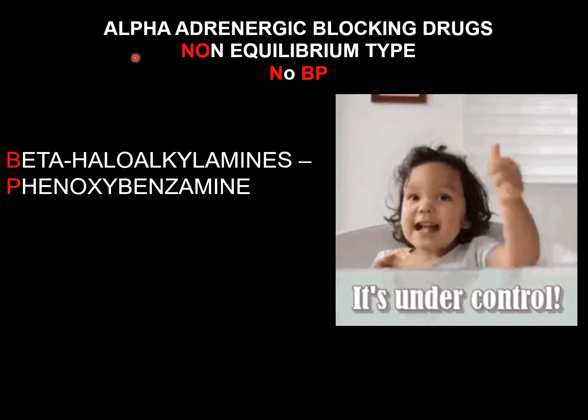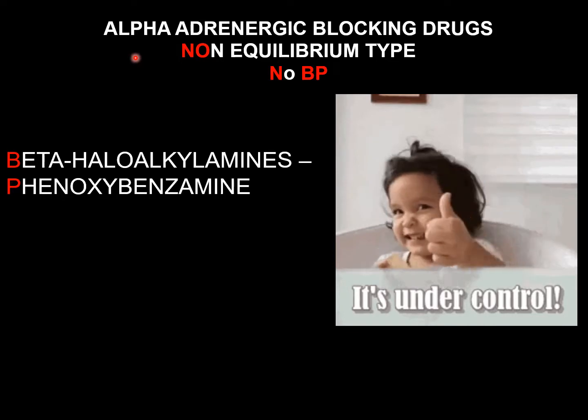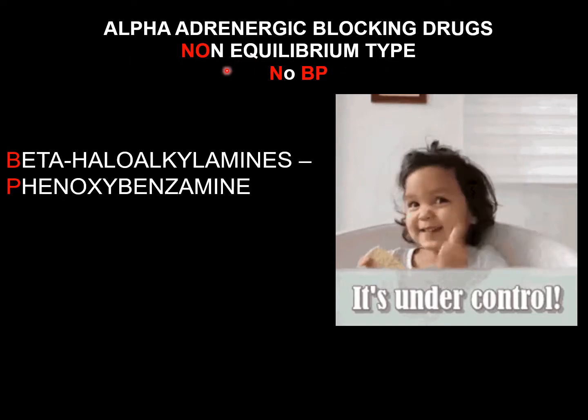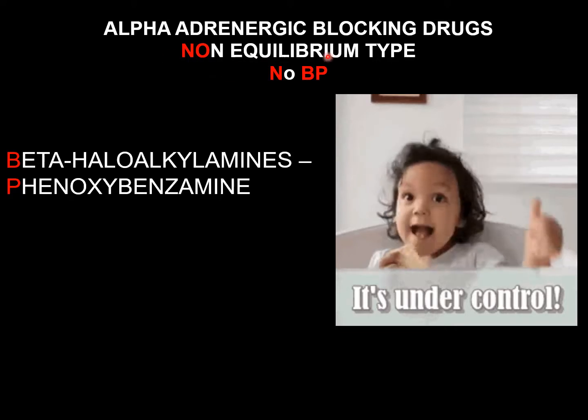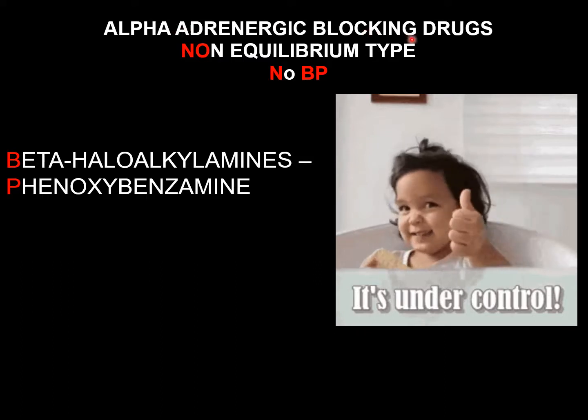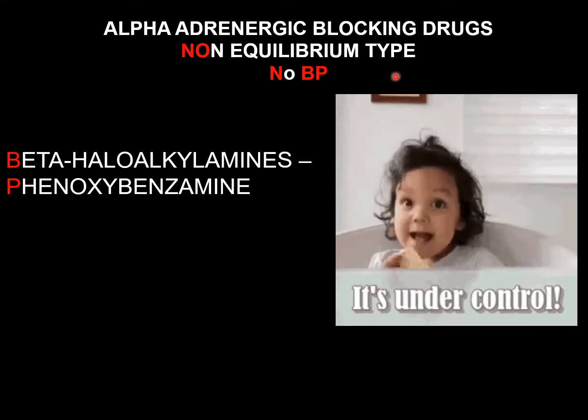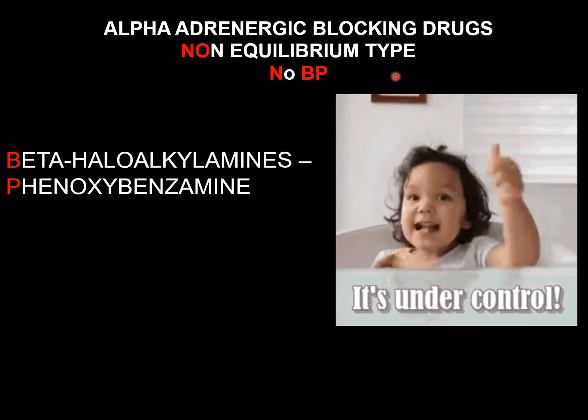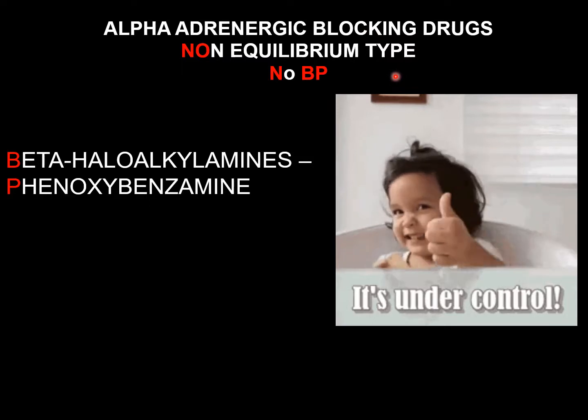Next, coming to alpha adrenergic blocking drugs. In alpha adrenergic blocking drugs, you have two subclasses again, non-equilibrium type. In this non-equilibrium type, the mnemonic is NO BP. What is the main action of these alpha adrenergic blocking drugs? To decrease your blood pressure, so they are antihypertensive. They are used in the treatment of hypertension.